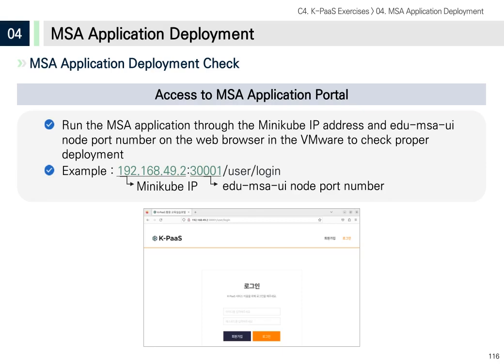To access the portal, enter the Minikube IP address, the node port number of the MSA UI, and the path shown on the screen to access the portal screen. When connected, check if the MSA service is working normally in the portal. After signing up and logging in, utilize the bulletin board and commenting features.